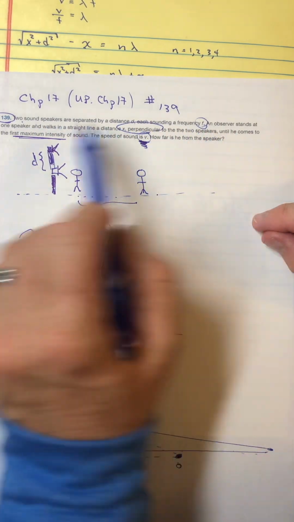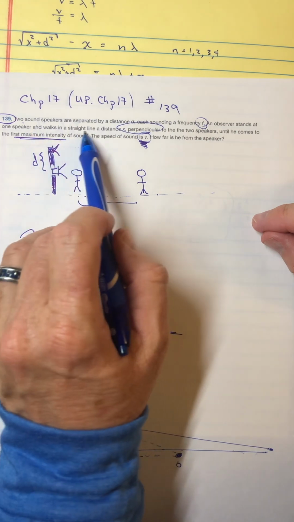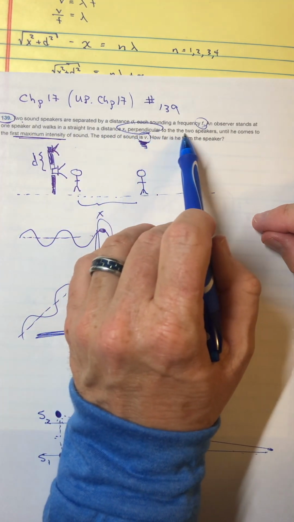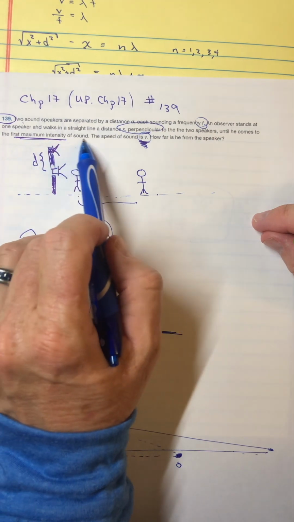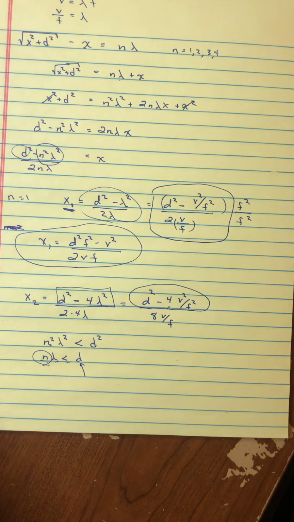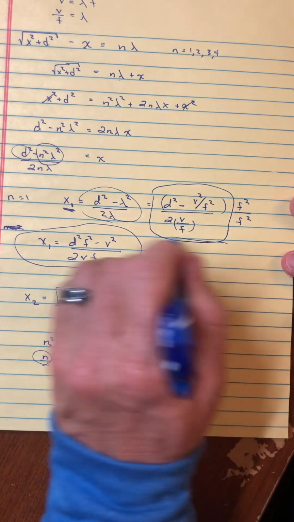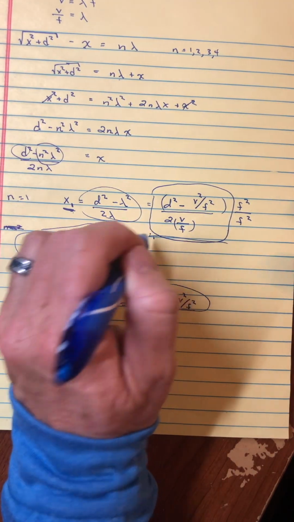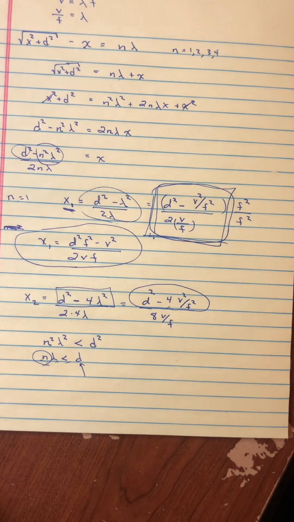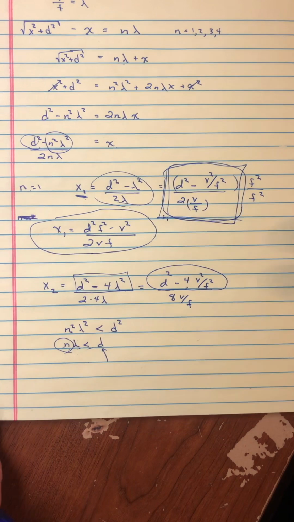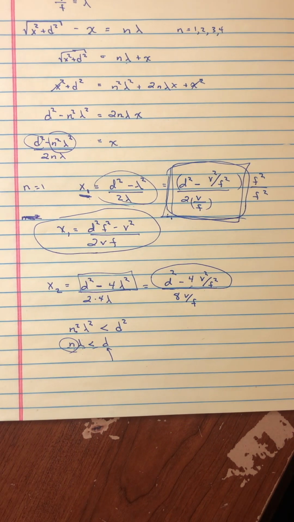Now, that being said, the observer stands at one speaker and walks in a straight line a distance d perpendicular to the two speakers until he comes to the first maximum of the sound. Yeah. Anyways, I think I covered it. So I wish the problem was better described, but I think this kind of covers the physics the author's trying to get at. All right, take care.